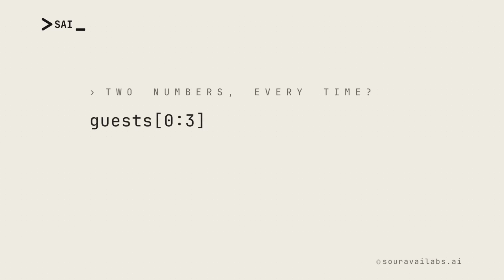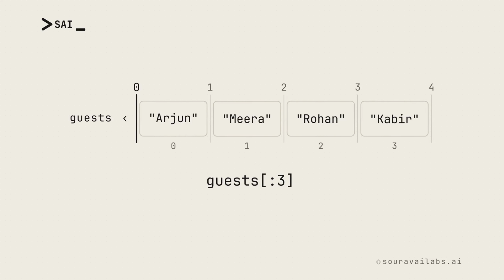Last episode, a slice needed two numbers, where to start and where to stop. But sometimes your piece begins at the very first guess or keeps going to the very last one. Writing the edge number every time is work Python can do for you. Leave the first number out and the slice starts at the beginning.